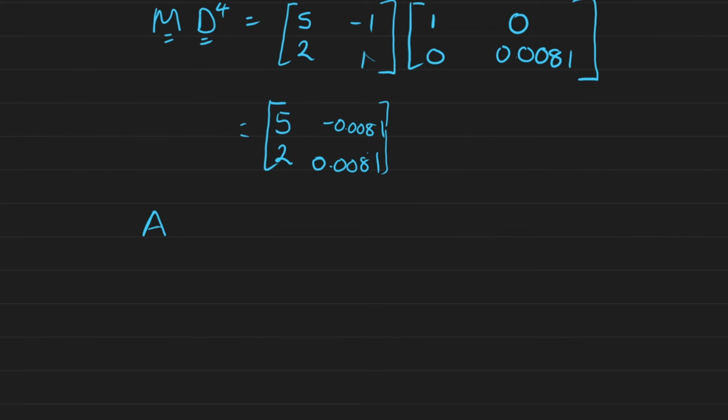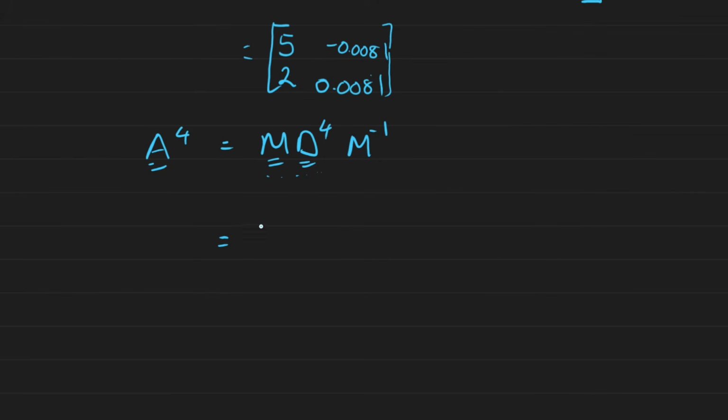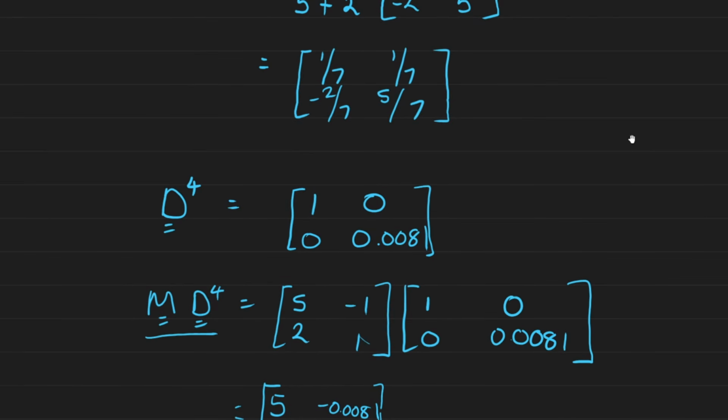So A to the power 4 is equal to M D to the power 4 times the inverse of M. So we have computed this M D to the power 4, that's that, and then we just multiply by the inverse as the final step. So this would be 5, 2, minus 0.0081, and 0.0081, and then this inverse of M, and that was equal to that. We just bring that down.